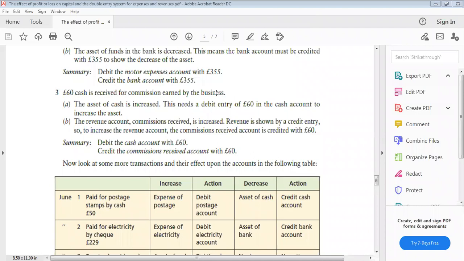All right, $6 cash is received for commission earned by the business.